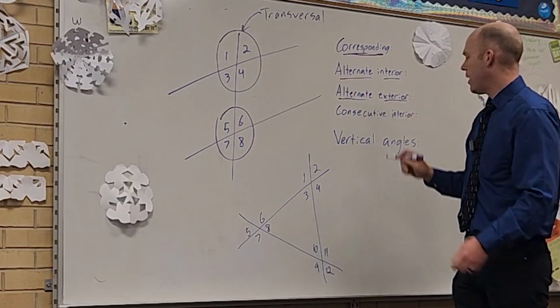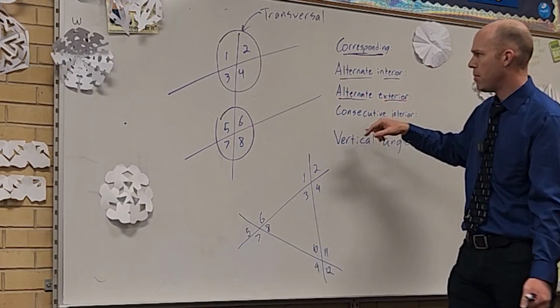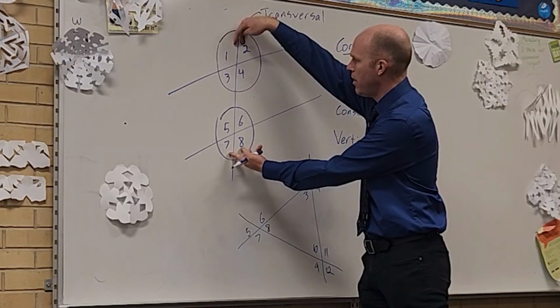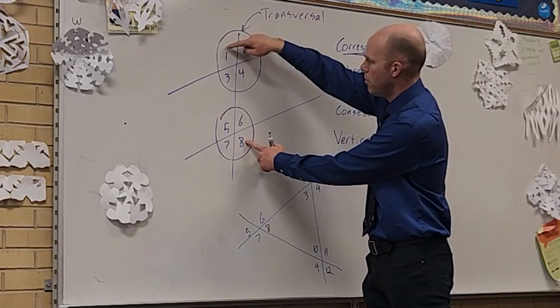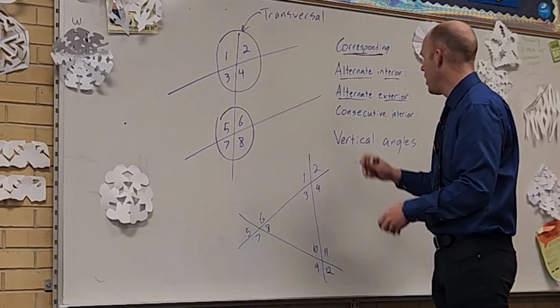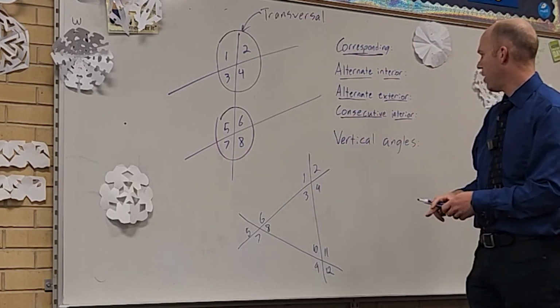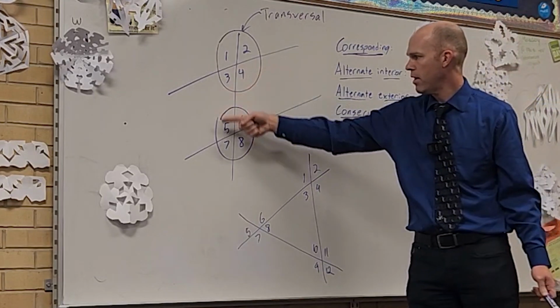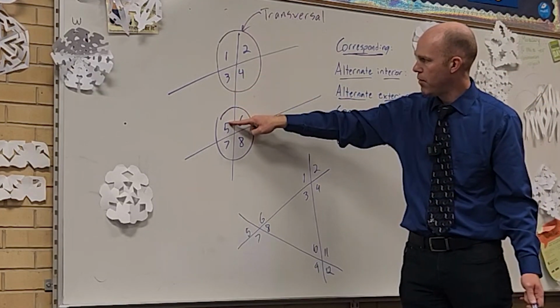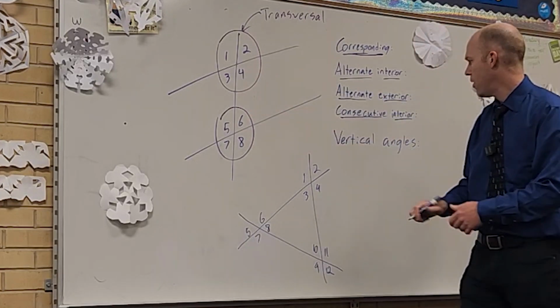Alternate exterior angles have the same idea, but exterior means we're outside of these two lines. The exterior angles will be 1 and 2 and 7 and 8. Alternate exterior angles would be these two, 8 and 1 and 7 and 2 right there. Consecutive means one right after another. So interior, again, we're inside here. Consecutive would mean right in a row, one after another. So 3 and 5 would do that, and 4 and 6.